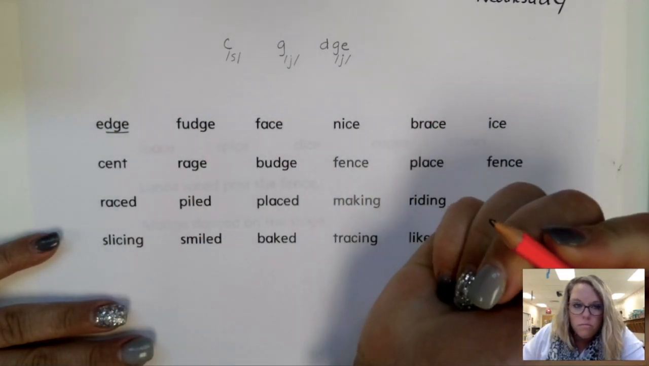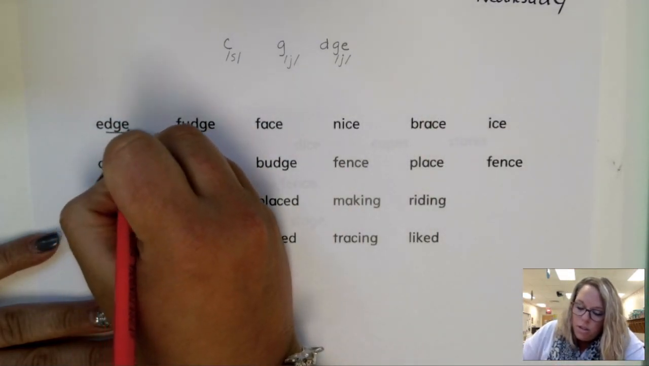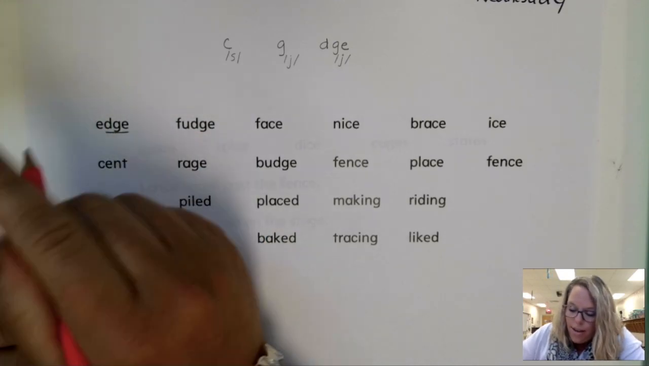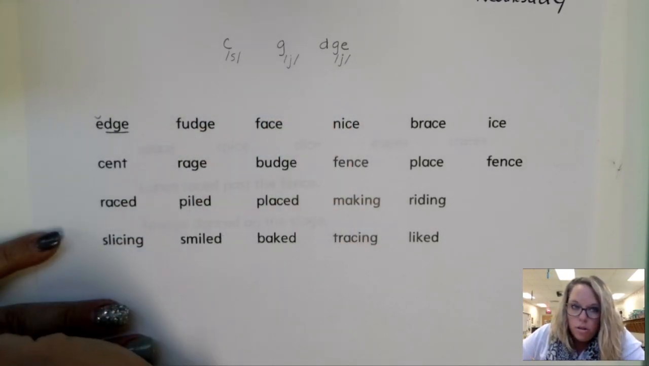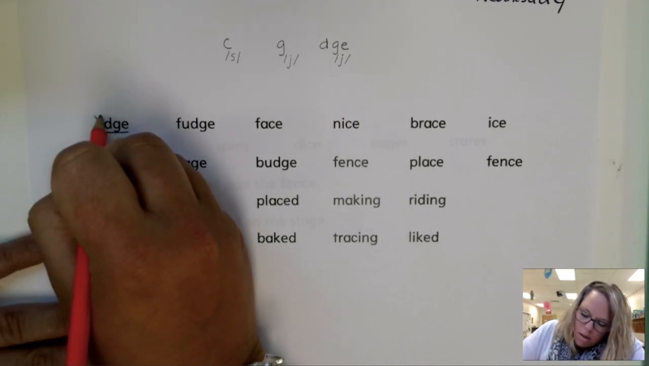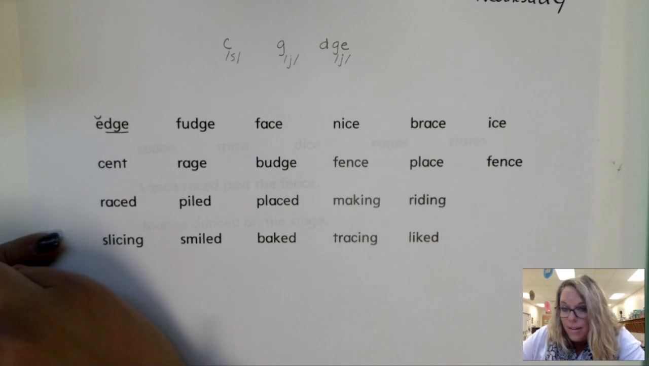Edge. DGE makes the J sound, so you should underline the DGE. This little mark above the E tells me that it's a short E. It's not saying its own name. It's saying eh, eh, eh.